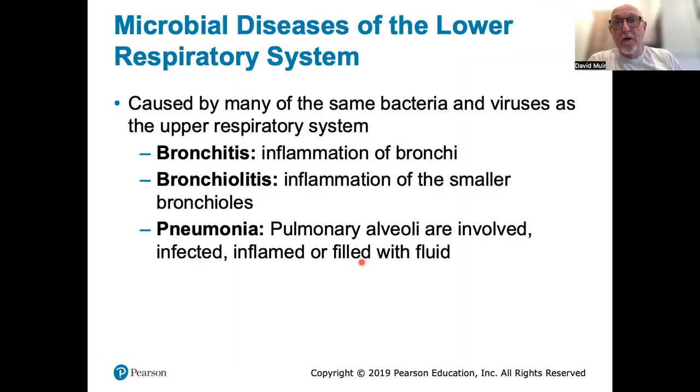Okay, so now we're going to leave the upper respiratory tract, go on to the lower respiratory tract. And here we begin to talk about things which are extremely serious. Any infection of the lower respiratory tract has the potential to become extremely serious, if not life-threatening.